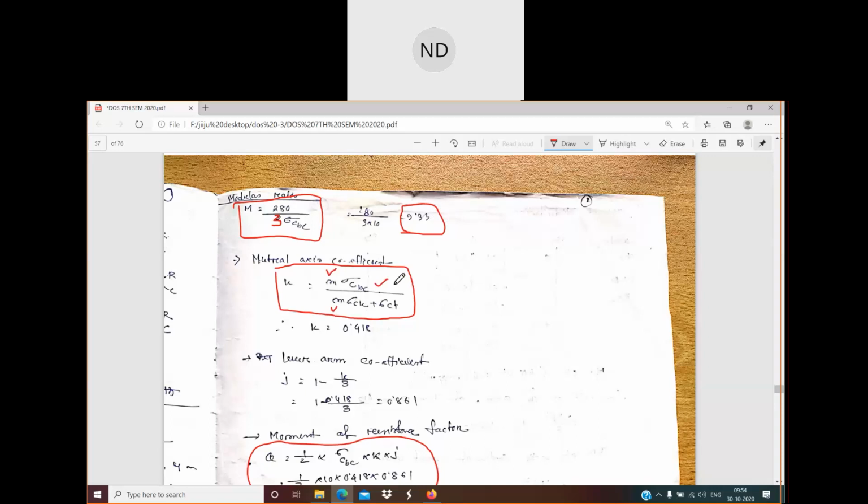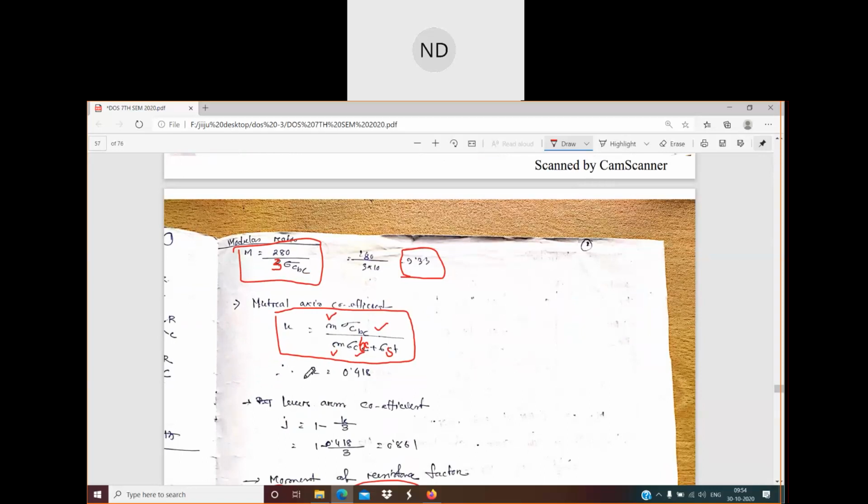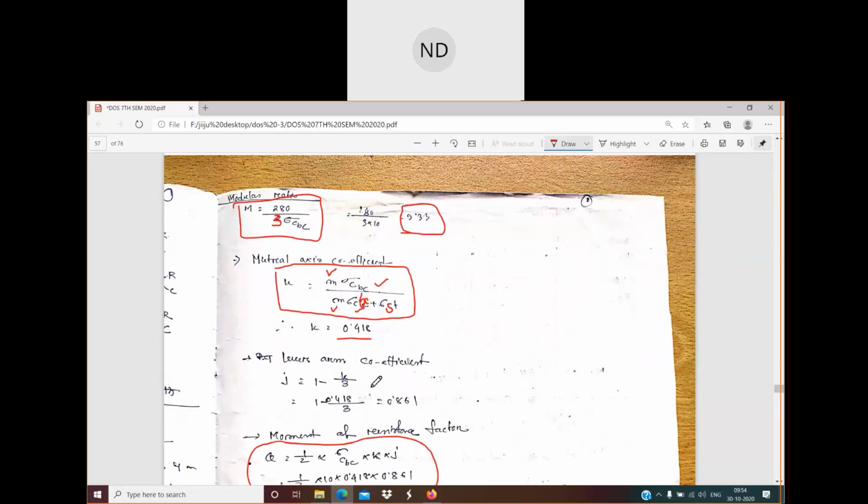Sigma CBC, and we know sigma ST. These values are known to us: sigma ST and sigma CBC. We have calculated the neutral axis coefficient, which we got to be 0.418.